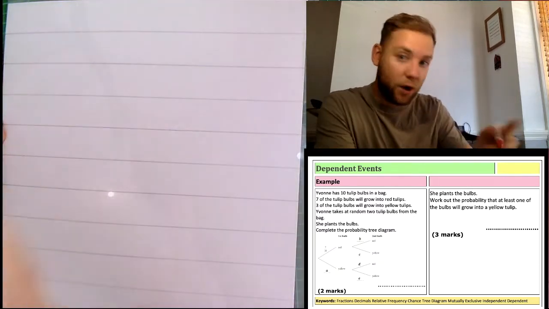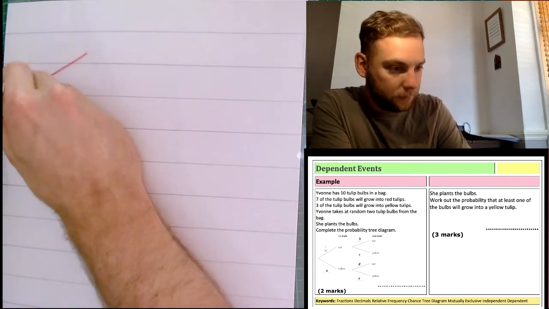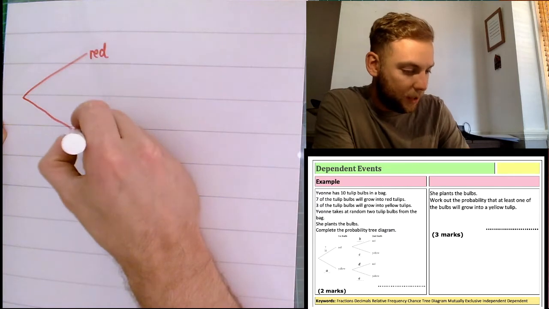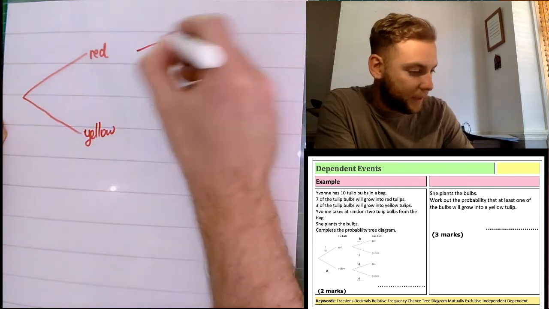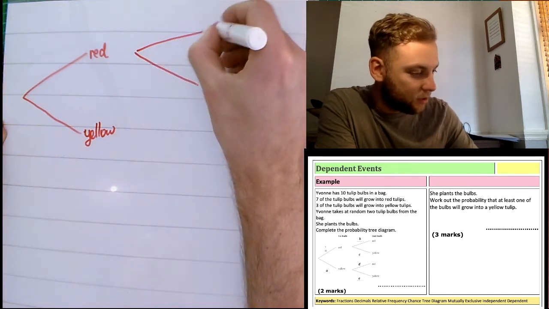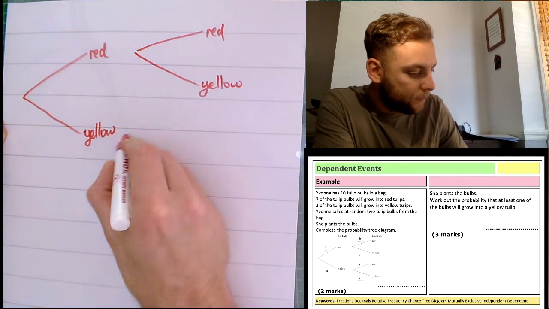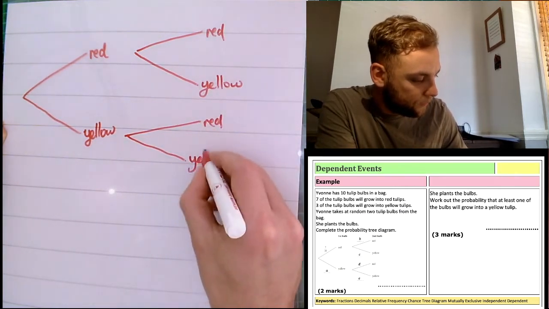So we've got our tree diagram. So we've got here 2 chances: we're either going to pick red or we're going to pick yellow. And then once you've picked one, you're going to pick a second one. And again, the outcomes are red or yellow, and then red and yellow.